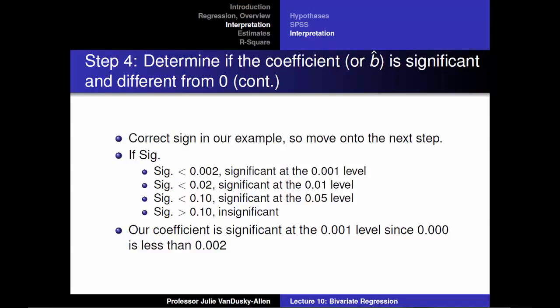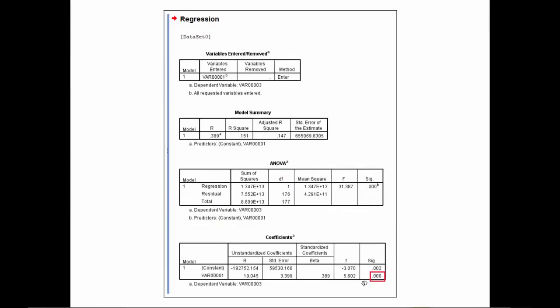So if your B hat has the correct sign, the first thing you should do is look at the sig value for your coefficient for your B hat. The last cell in the bottom row of the last table here gives you a sig value for your coefficient b hat.